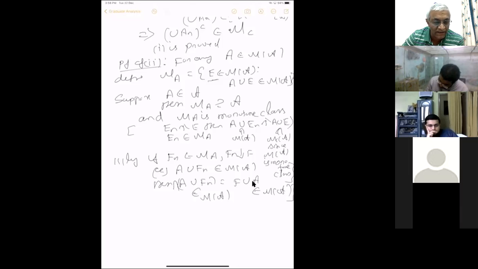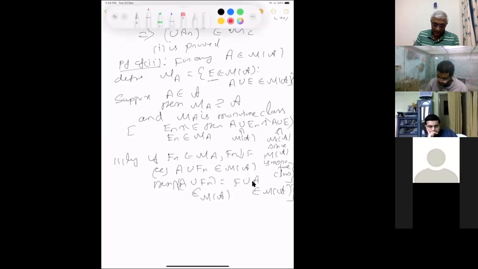To verify it's a monotone class, you have to prove that it's closed under increasing union and decreasing intersection. That's all. Closed under increasing union means what? You have a collection En which is in M subscript A. Then you have to prove that the union is also there. That is in M subscript A means precisely the statement, right? Maybe I will use a color. Do you understand? Shall I go through the explanation?